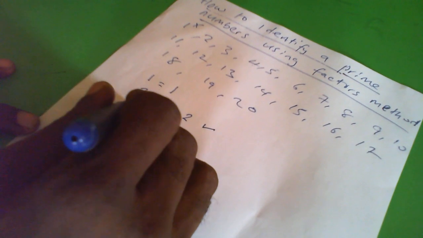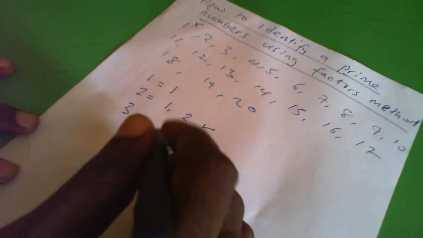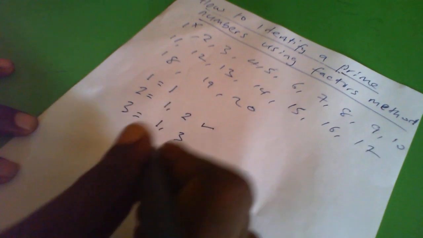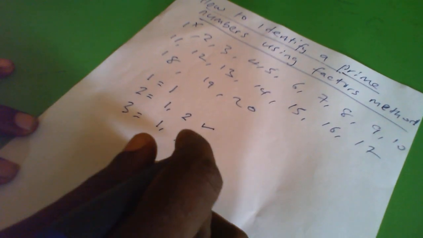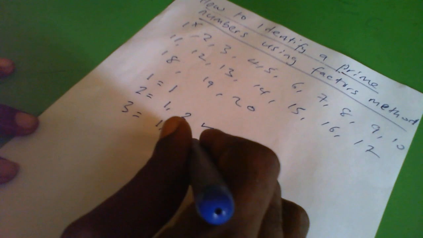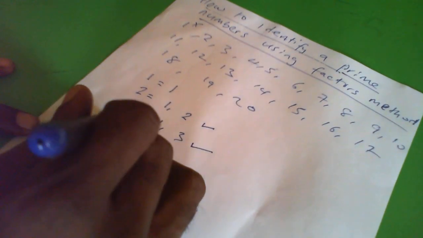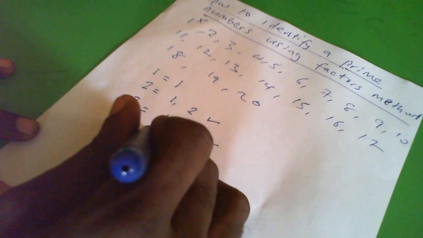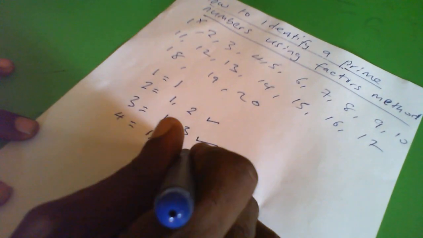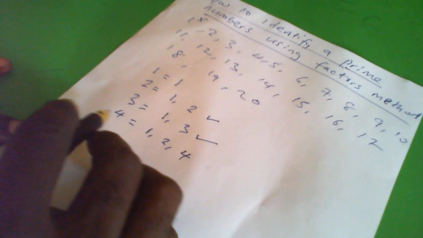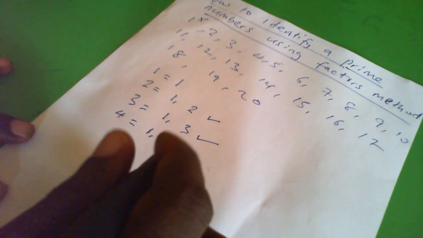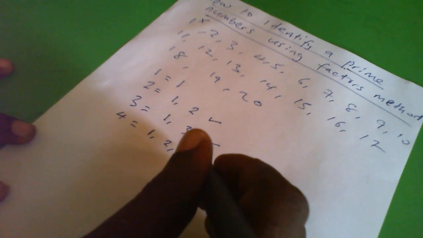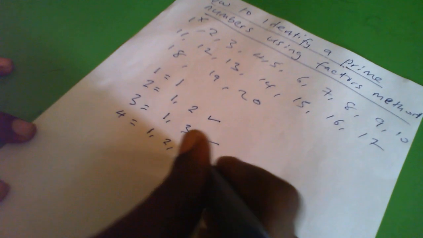Now the next on our list is 3. The factors of 3 are 1 and 3. Since it has only 2 factors, we can call this one a prime number. So the next one is 4. The factors of 4 are 1, 2, and 4, and since it has more than 2 factors, it cannot be called a prime number. So this one is out.